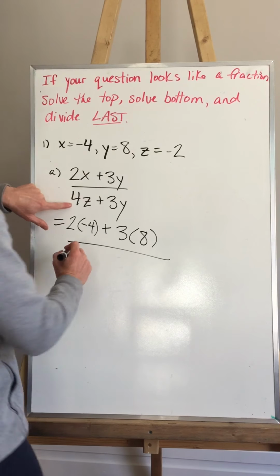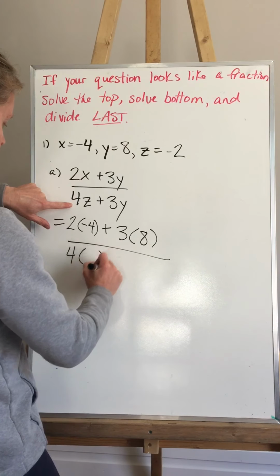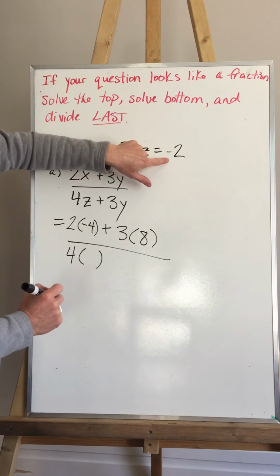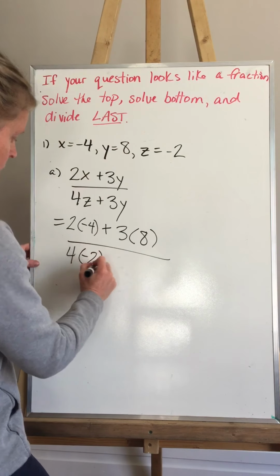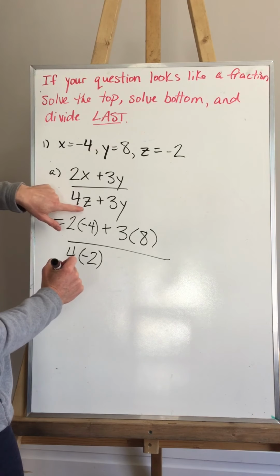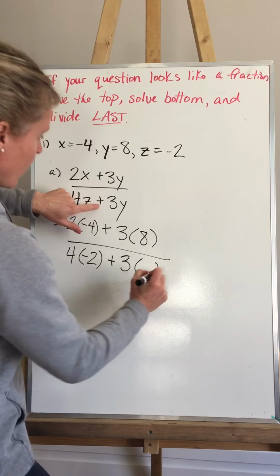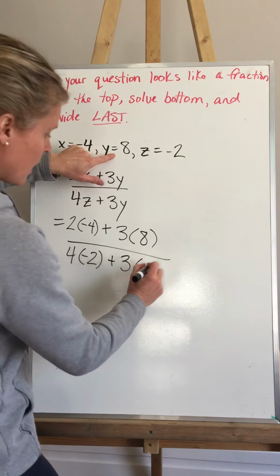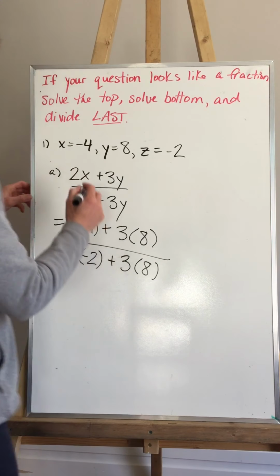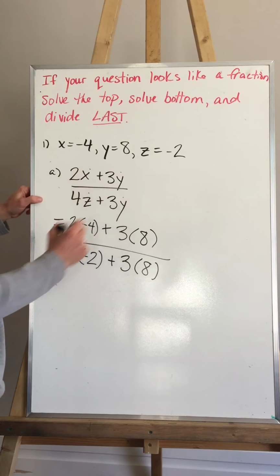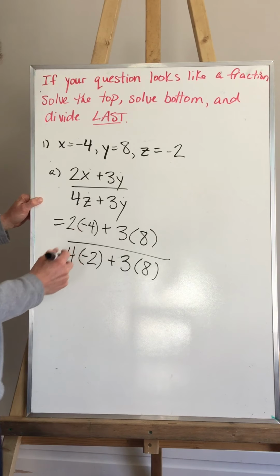Bottom is 4 times z, so brackets for the z. Then I look and see what it is, that's -2, so that goes in there. Okay, so I've got 4z plus 3 brackets for the y, and then 8 goes in there. Okay, so I've substituted in the numbers for all of these variables.